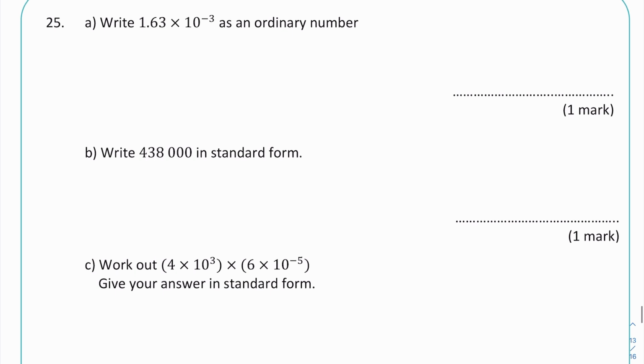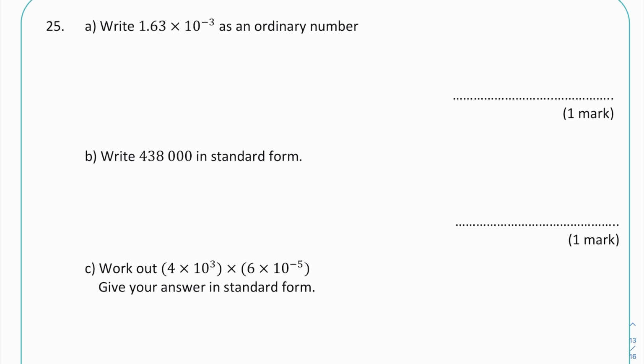Okay, on to some standard form. Right, 1.63 times 10 to negative 3 as an ordinary number. So 1, 6 and 3. The decimal at the moment is, and I always move the decimal upwards to the top here, and then I jump it whichever way I need to. So for 10 to the negative 3, I need to go 3 jumps left. 1, 2, 3. It's going to go down there.